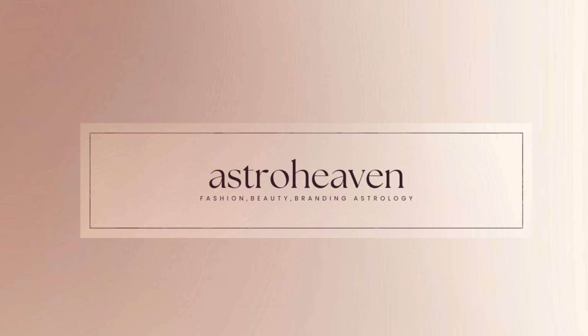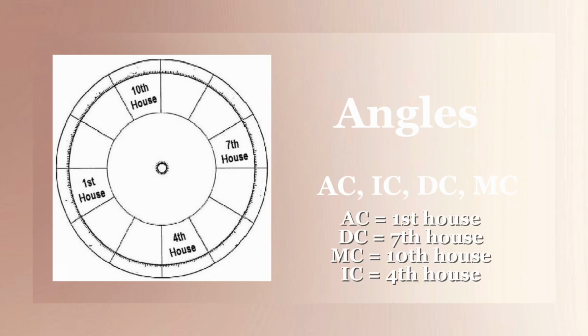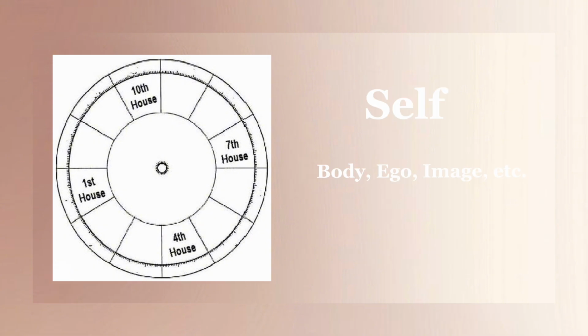In a horoscope, the most active planets are the ones on or near the angles, and those are AC, IC, DC, and MC. So AC would be the first house. The first house is all about yourself, your personality, your body, and how other people sort of take you at face value when they first meet you.